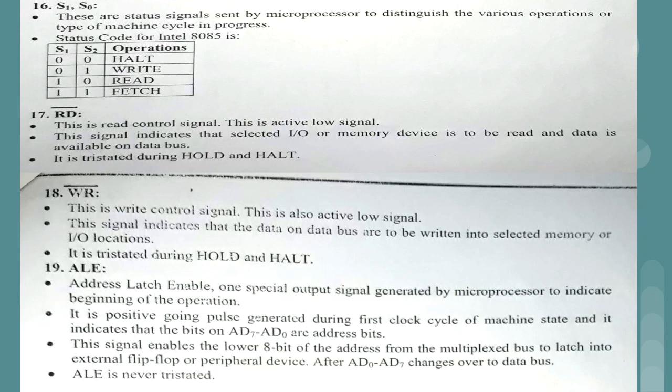Then the next thing, that is ALE, address latch enable, next pin. It is one special output signal generated by the microprocessor to indicate the beginning of operation. Whenever we want to indicate that we have just started the operation, we make use of ALE. Latch enable means this is one kind of flip-flop which can be set and reset to perform the specific operation. It is a positive going pulse generated during the first clock cycle of machine state, and it indicates that the bits on the AD7 to AD0 are address bits.